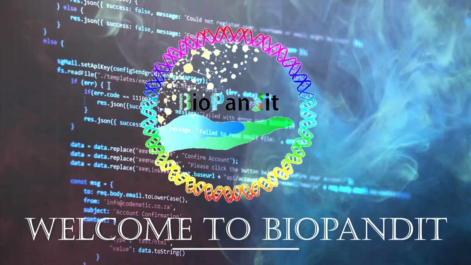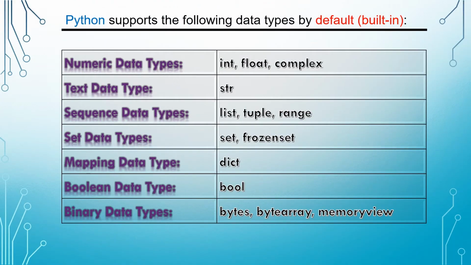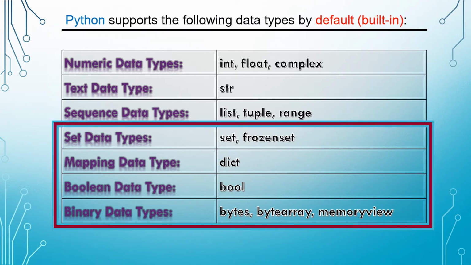This is the second video of our Python data types. In the first part, we discussed numeric, text and sequence data types. In this part, we are discussing set, mapping, boolean and binary data types. The link to the first part video is given in the description below.